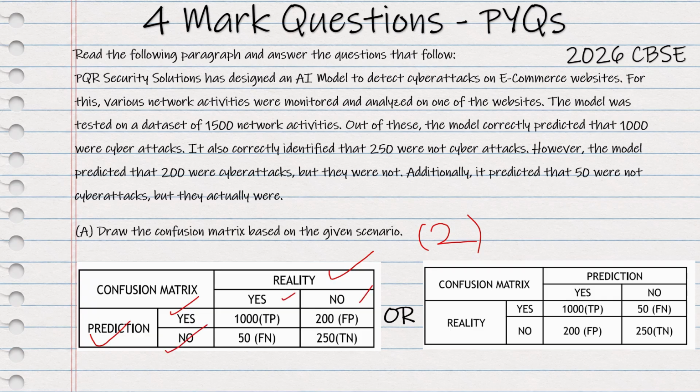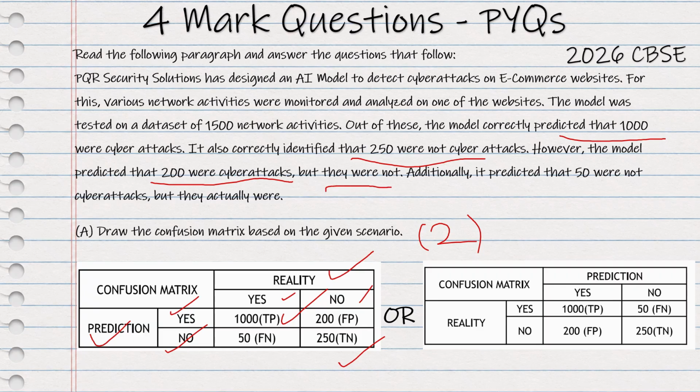अभी आपने यहाँ पढ़ा कि हमारे पास करेक्टली प्रिडिक्टेड है, टोटल है 1500, जिसमें से करेक्ट 1000 अटैक्स वर ओके। So both conditions are yes, 1000 true positive are okay. Then second is correctly identified 250 were not cyber attacks, so this is also done. However, the model predicted 200 were cyber attacks, but they were not.